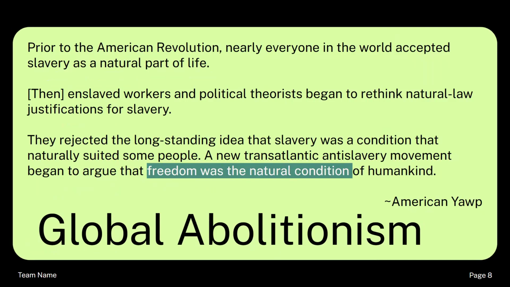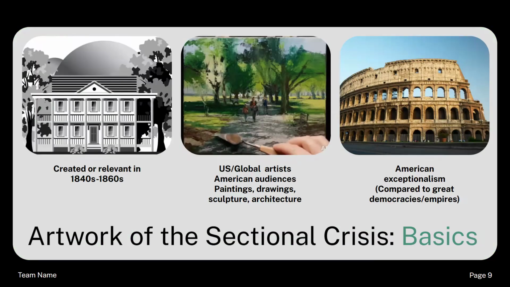Here's a really good quote from the American Yawp that also tells us that the sectional crisis has global implications. Across the world, people are questioning the future of slavery. Prior to the American Revolution, nearly everyone in the world accepted slavery as a natural part of life. But then enslaved workers and political theorists and philosophers began to rethink these natural law justifications for slavery. They rejected a long-standing idea that slavery was a condition that naturally suited some people. A new transatlantic anti-slavery movement began to argue that instead freedom was the natural condition of humankind. You're going to see all of this in our artwork today.